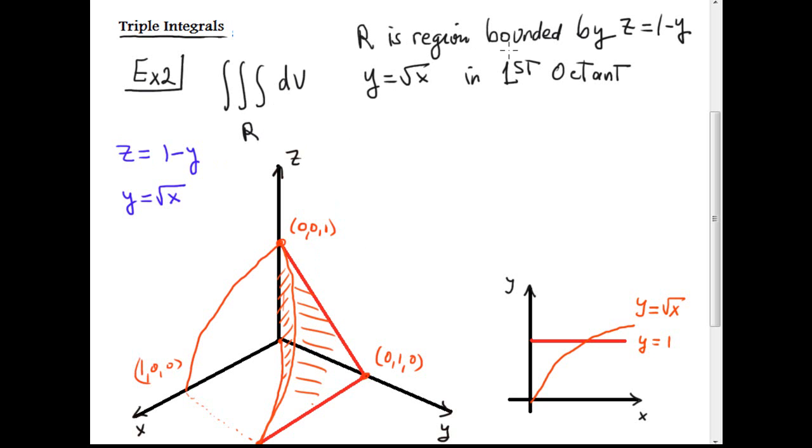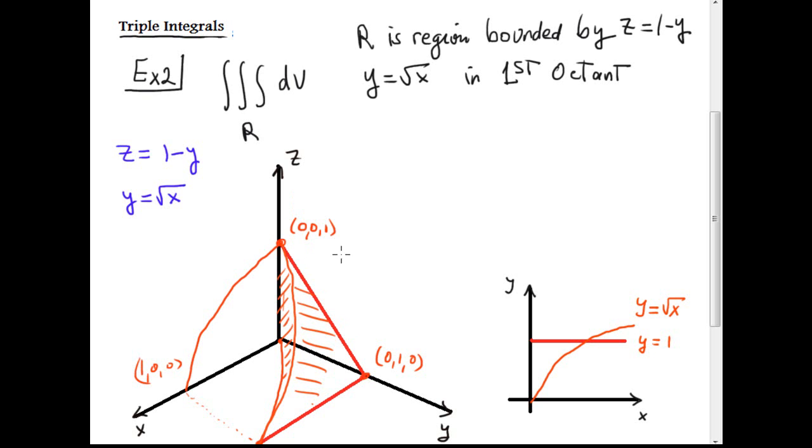The region R is bounded by z equals 1 minus y. This is a plane along the x-axis, because the x variable is missing here. And this is another surface, y equals square root x. z is missing, therefore this is a cylinder along the z-axis, because z is the missing variable, in the first octant.